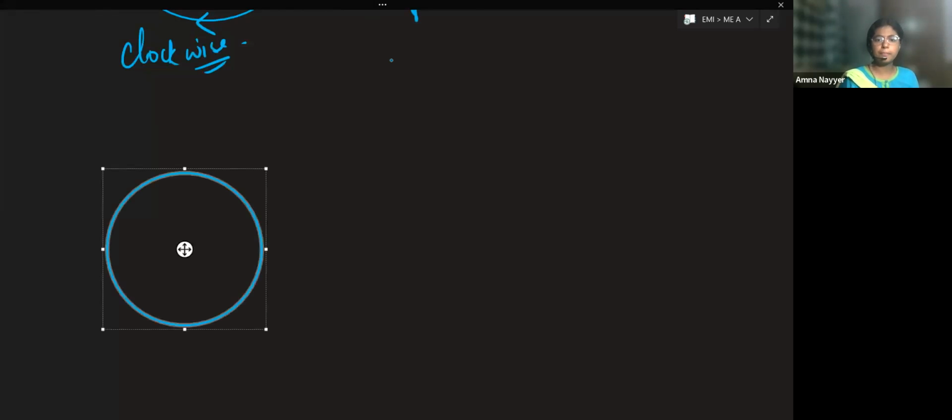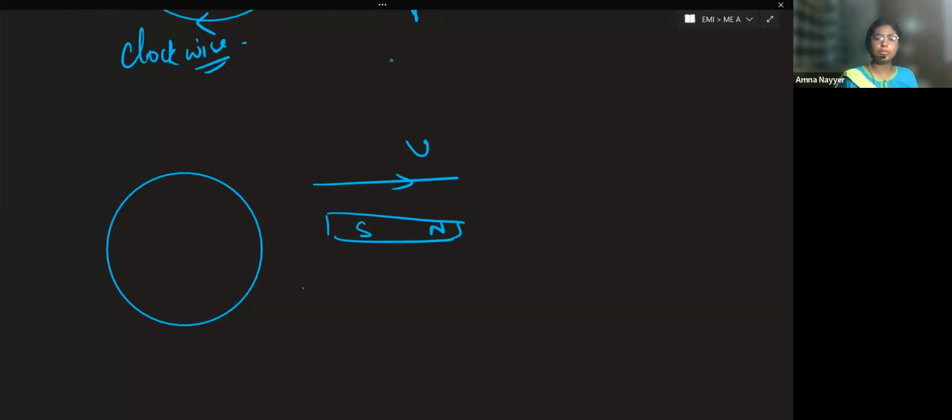One more part I'm giving. This is south, north, bar magnet is moving away. Tell me direction of induced current, all of you. Otherwise, I'll call out names and ask you to answer. Try this, it's easy, just with the steps that I've done. Direction of induced current.